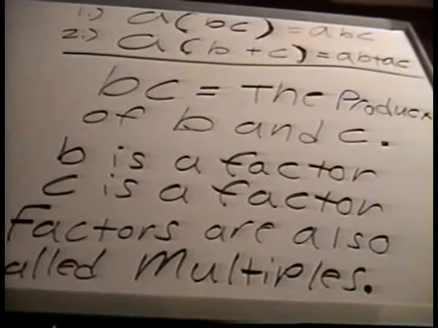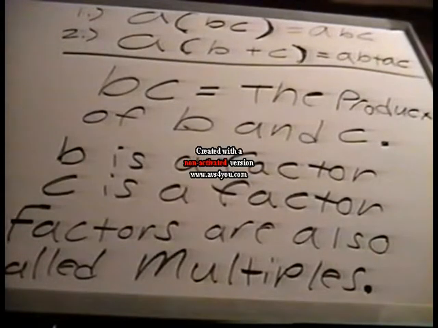x times the product of B and C is going to equal x by BC, or xBC. That's the simplification of that term.